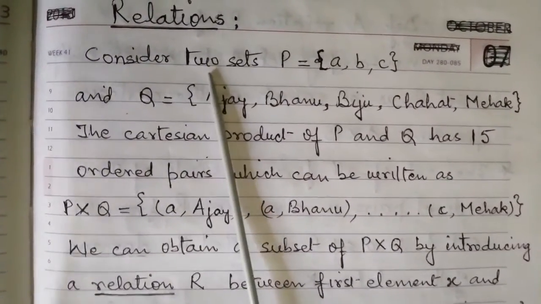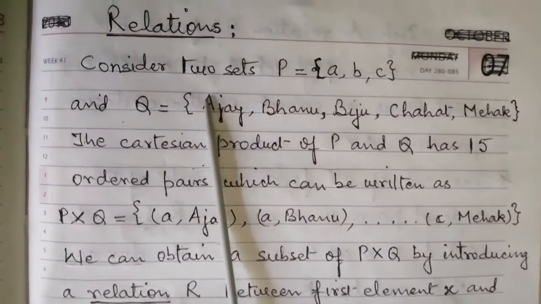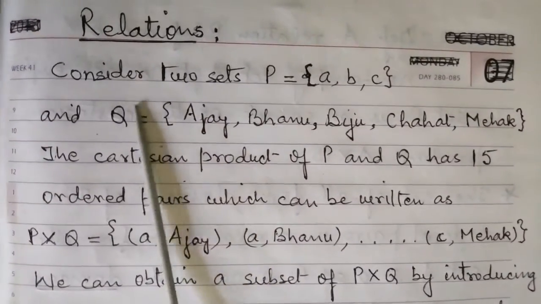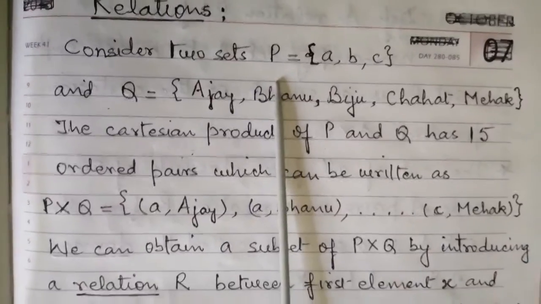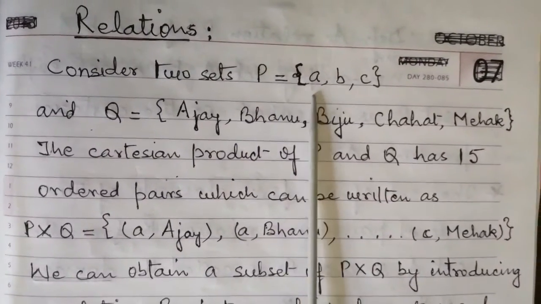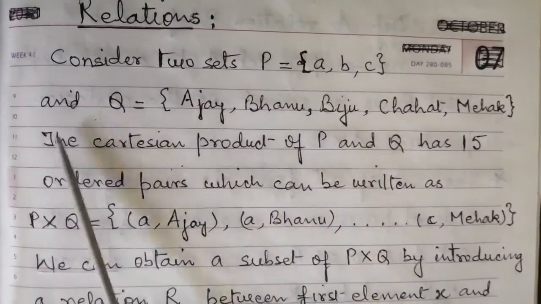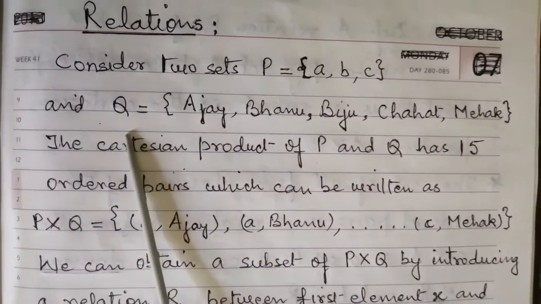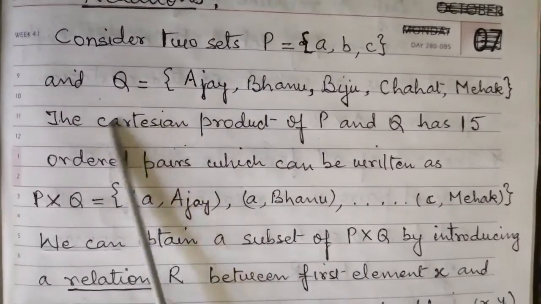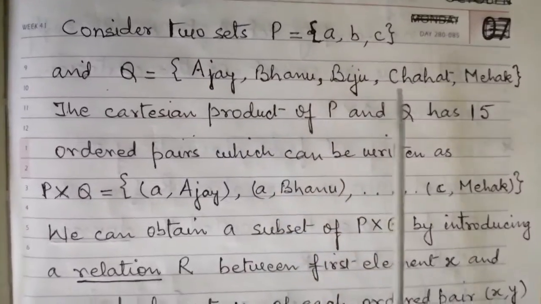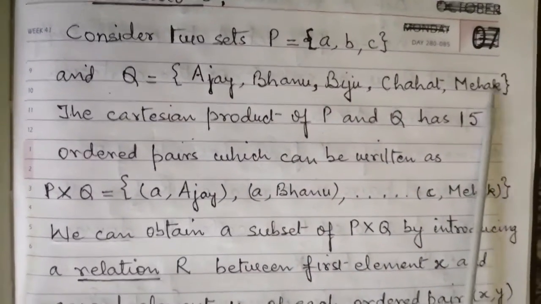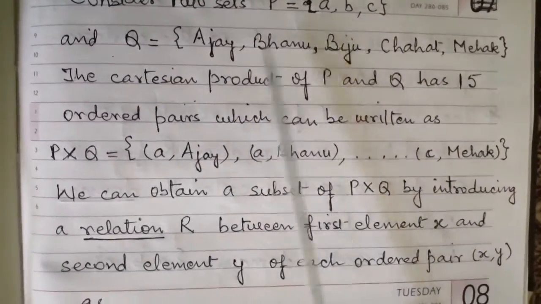Today I am going to discuss relations for class 11. Consider two sets. First set P is a set having elements A, B, C and Q. The second set has elements Ajay, Bhanu, Biju, Chahat, Mehak. Right? We are having two sets P and Q.